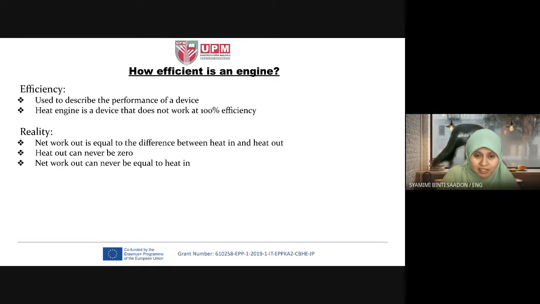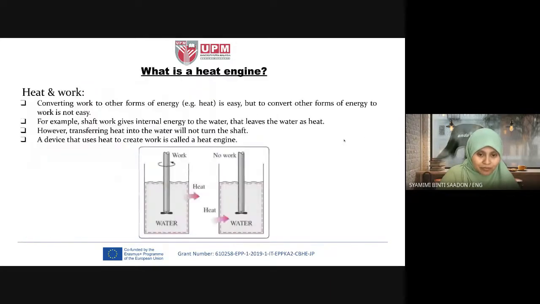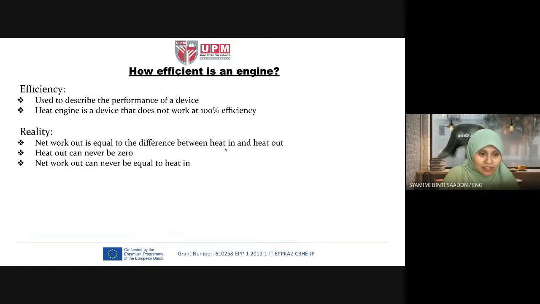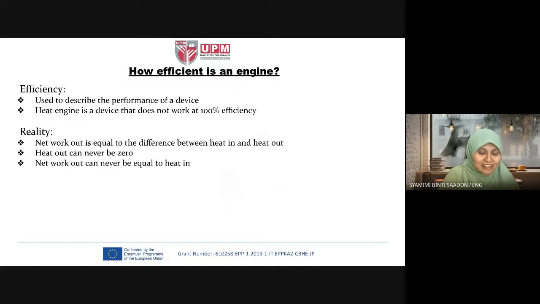A heat engine is a device that does not work at 100% efficiency, of course. In reality, net work out is equal to the difference between heat in and heat out. Net work output is equal to the heat in minus heat out. We can evaluate it this way, Q in minus Q out, so we have the net output.